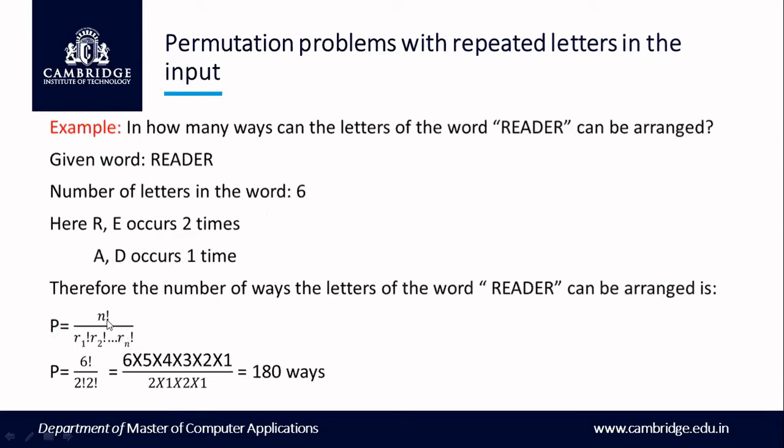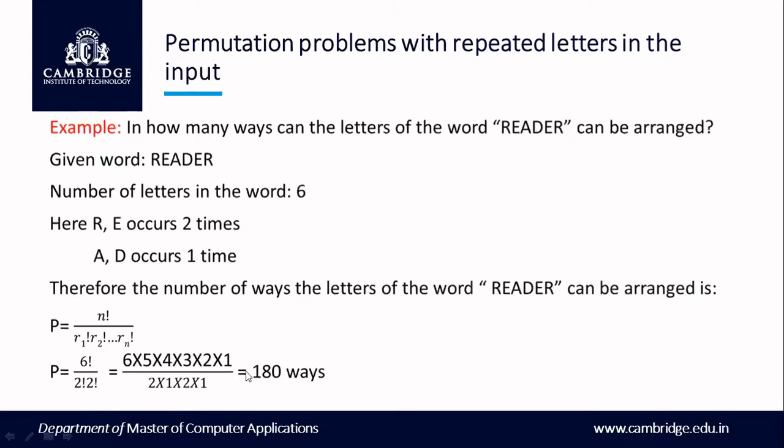Take the formula P equal to n factorial divided by R1 factorial, R2 factorial, etc. up to Rn factorial. Here my n is 6. So 6 factorial divided by R is occurring 2 times. So 2 factorial I write. E is occurring 2 times. So again one more 2 factorial I am writing.